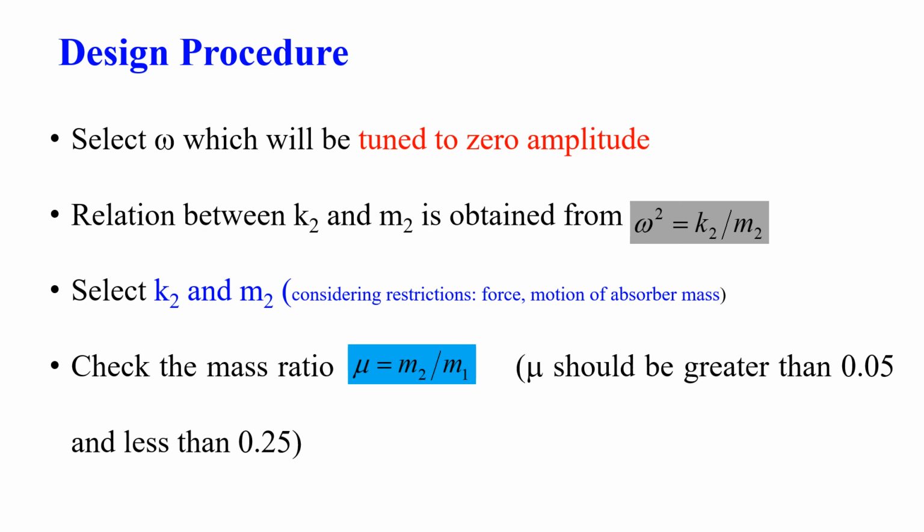So to design the vibration absorber, first select the excitation frequency which will be tuned to 0 amplitude, meaning omega square equals K2 upon M2. We should select K2 and M2 considering the restrictions, force and motion of the absorber mass. Then check the mass ratio. Mu, the ratio of secondary mass to the primary mass, should be greater than 0.05 and it should be less than 0.5.